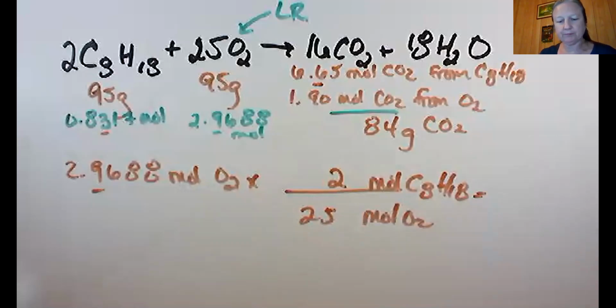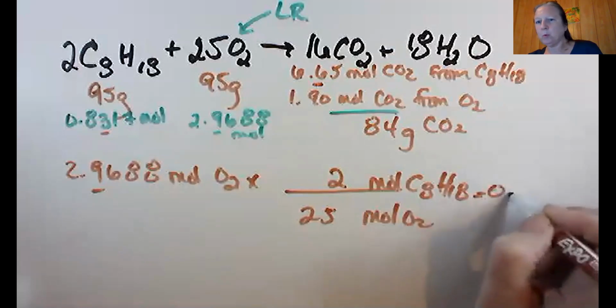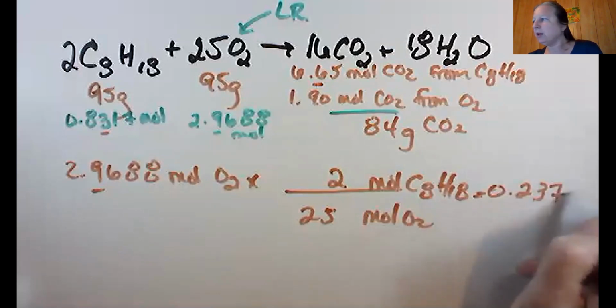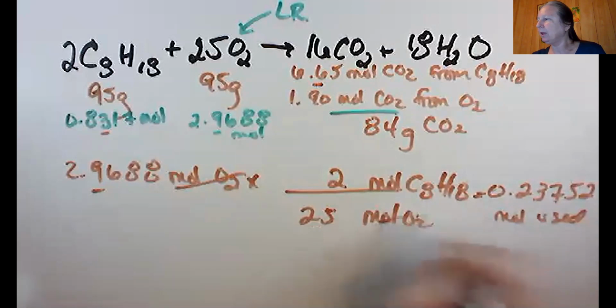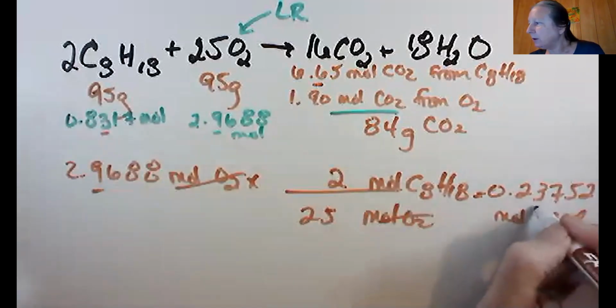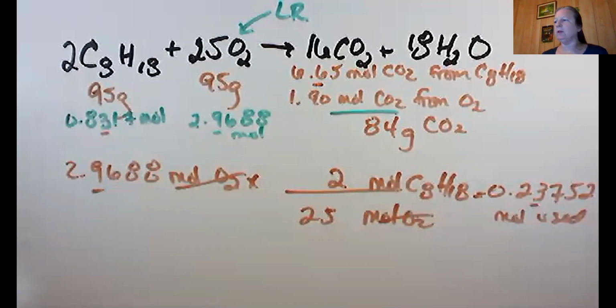Do I have that on here? I do. And you end up with 0.23752 moles used of the hydrocarbon, okay? Remember, we have 2 sig figs, not from here, but from the 95. So underline the 3 to remind you that you have 2 sig figs. All right, I started out with 0.8317. You can do this one of 2 ways. You can either subtract mole from mole, convert this to grams, and subtract grams from grams. It doesn't matter. I'm going to subtract mole from mole.